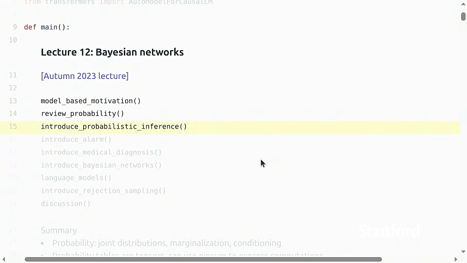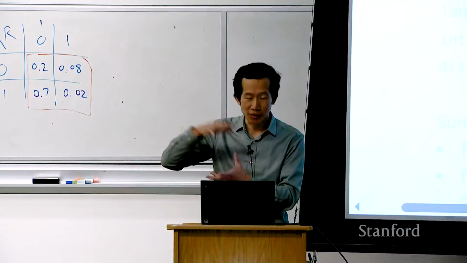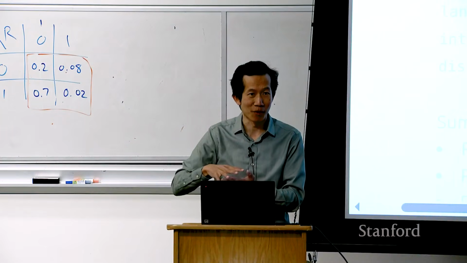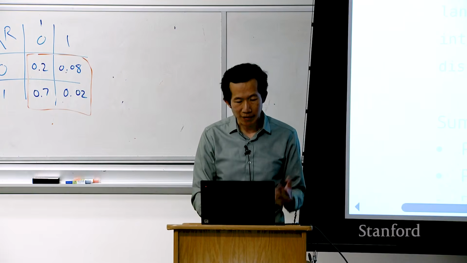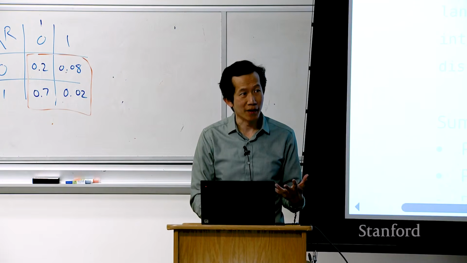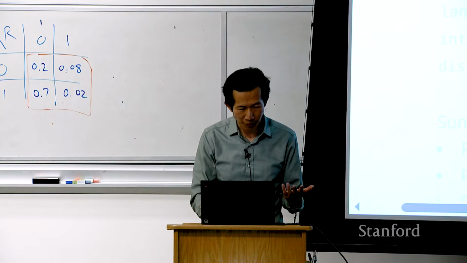Okay, so now let me go through another example. Now what we're going to do is start introducing Bayesian networks. So far, there's nothing Bayesian network about it, because Bayesian networks are built on top of probabilities, so we have to understand probabilities first. And the whole point of Bayesian networks is that it will make it easier to define joint distributions. So that's where we're going.